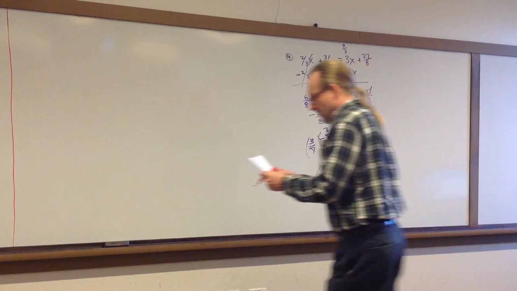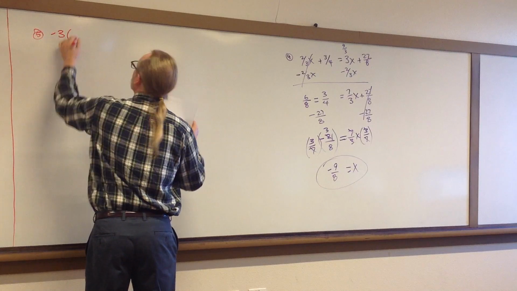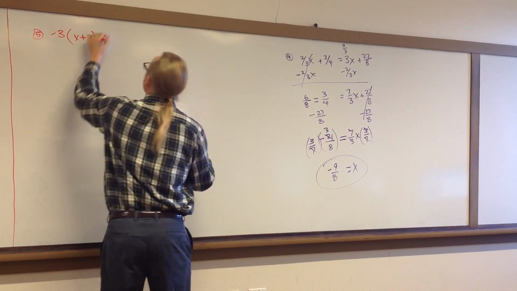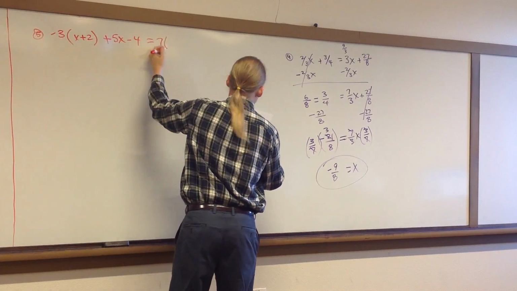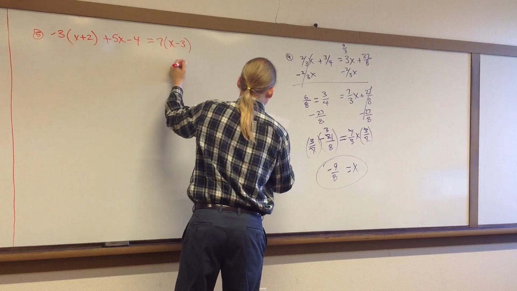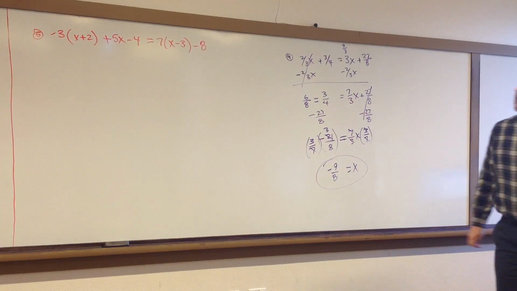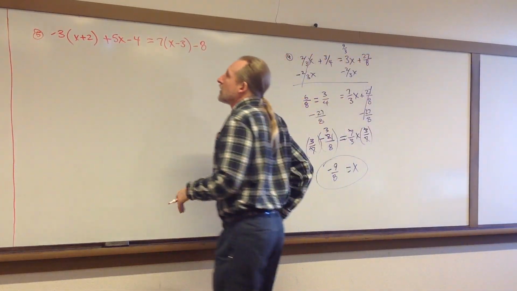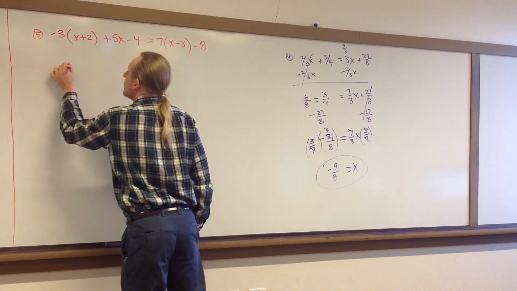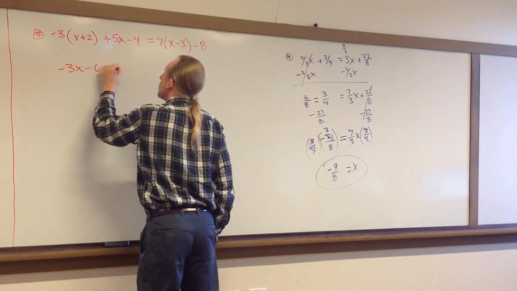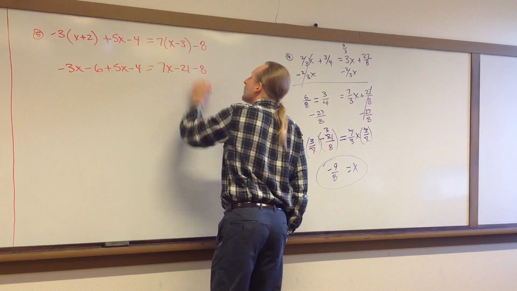All right, problem 5. We've got negative 3 times x plus 2 plus 5x minus 4. And then on the other side, 7 times x minus 3 minus 8. Okay, so just like we've been doing all along, I think the first thing to do is to clear out these parentheses. So over here, negative 3x minus 6 plus 5x minus 4. And over here, 7x minus 21 minus 8.